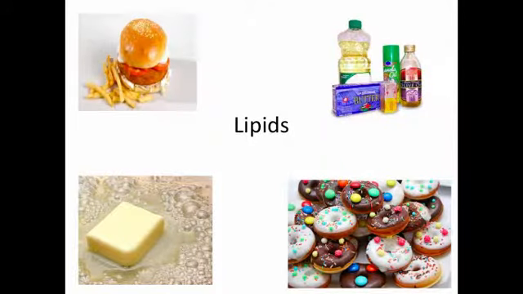Okay, ladies and gentlemen, we're going to talk to you about lipids today. If you look at the examples on your slide, you have butter and oils, and you have donuts, and then you have meats with a hamburger and french fries. Meat has a smaller amount of oils or lipids in it than some, but then your french fries are cooked in oil, so they can be quite bad for you.